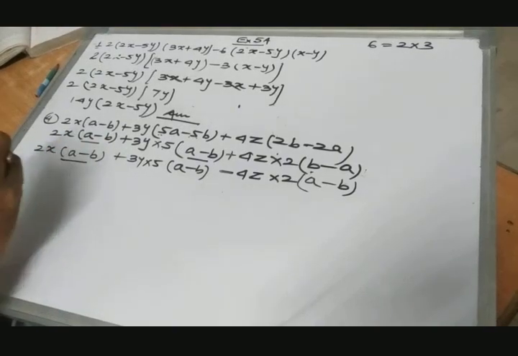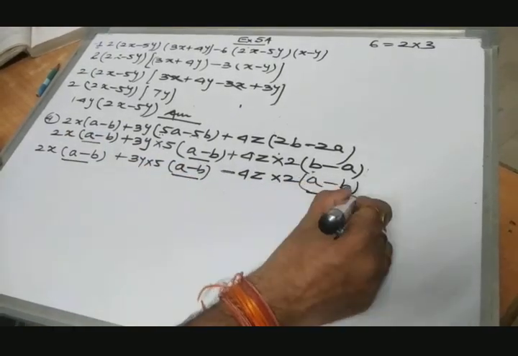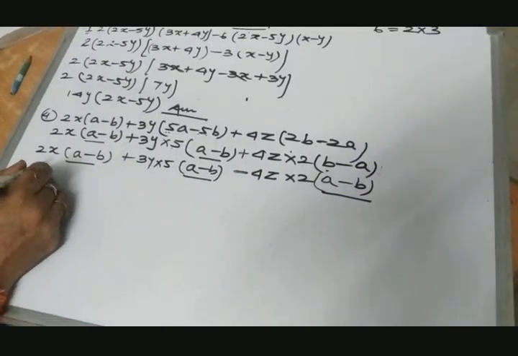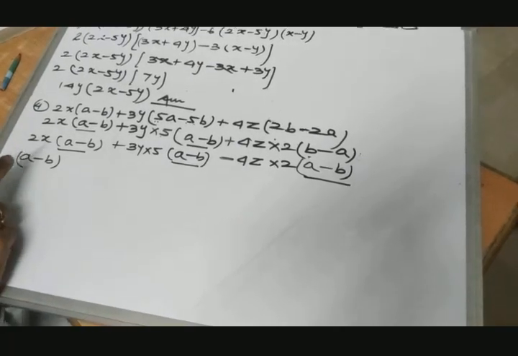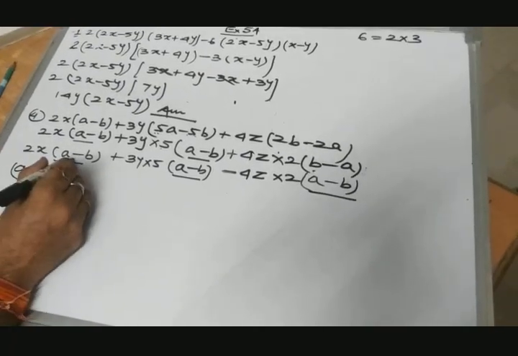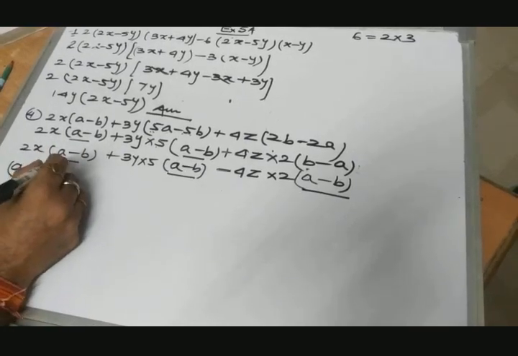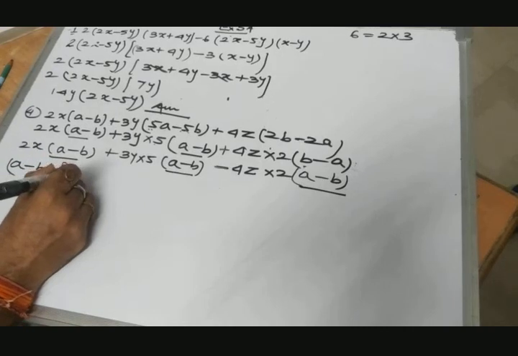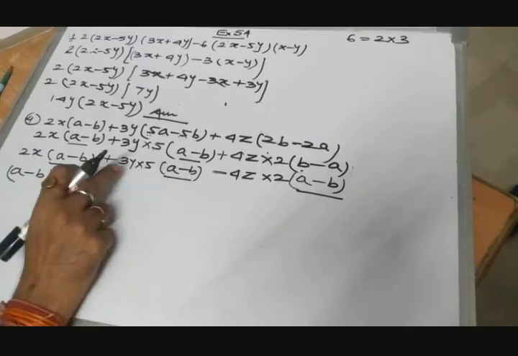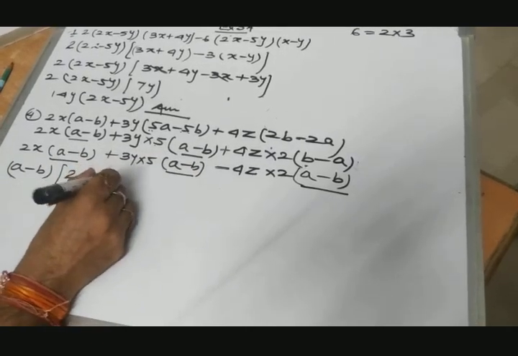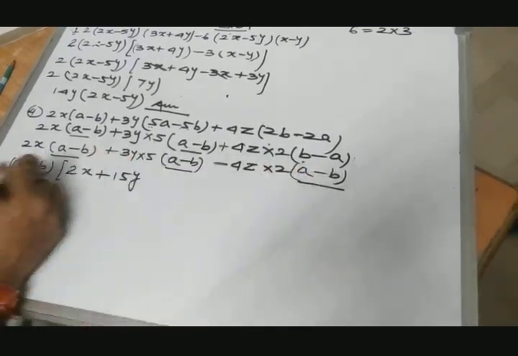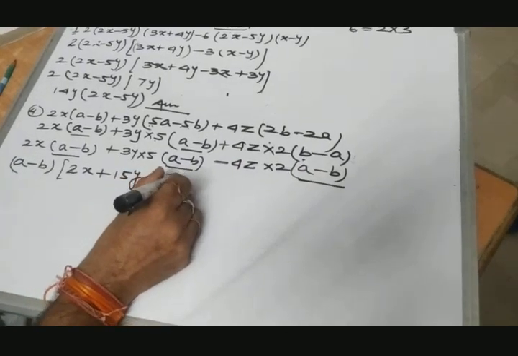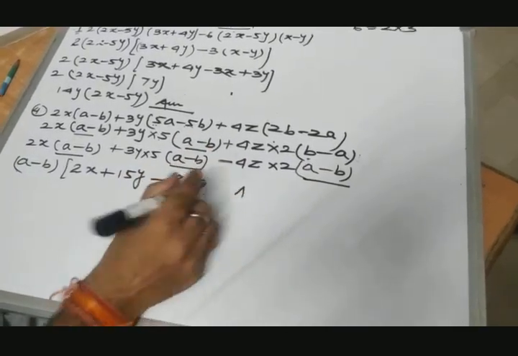Now we see that the first term contains a minus b, the second also contains a minus b, the third also contains a minus b. Now we have to take a minus b as common. So we divide each term by the common a minus b. When we divide this term, a minus b cancels, and the answer becomes 2x. When we divide 3y into 5, a minus b divided by a minus b cancels, and 3 fives are 15y comes as the answer. And a minus b cancels, plus minus minus, it converts into 8z. It is your required answer.